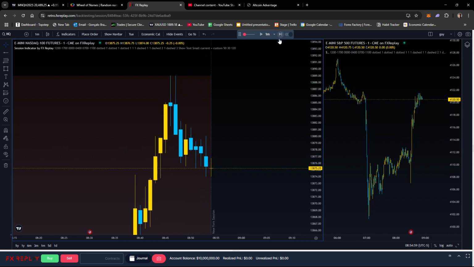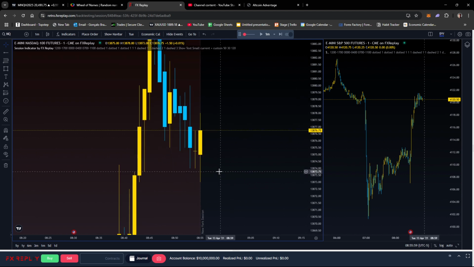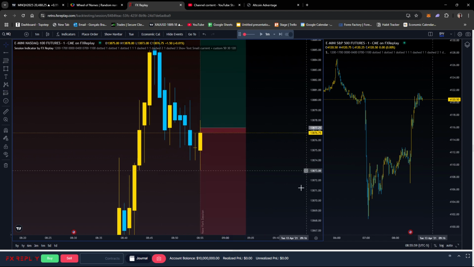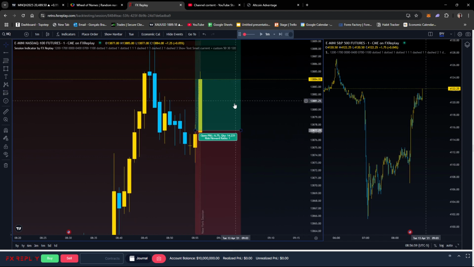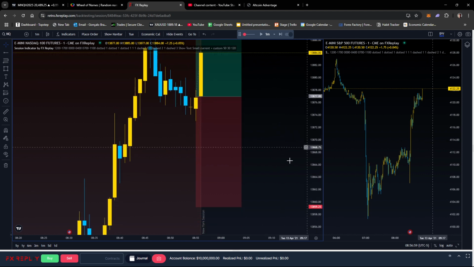Equal highs at the top. Yeah, we're in. I need something to open up higher. I'll take the first one. Yeah, there we go. So we opened up higher.